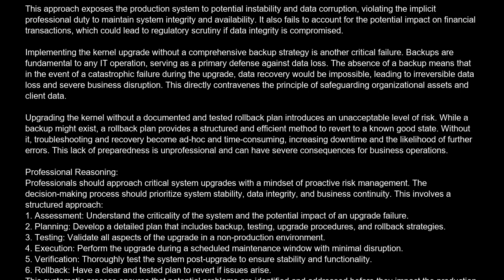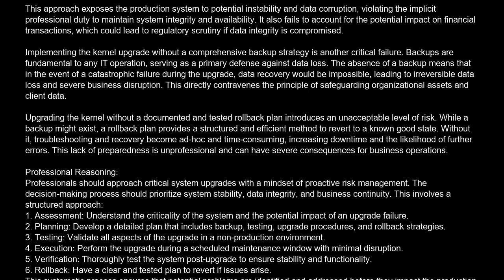Implementing the kernel upgrade without a comprehensive backup strategy is another critical failure. Backups are fundamental to any IT operation, serving as a primary defense against data loss. The absence of a backup means that, in the event of a catastrophic failure during the upgrade, data recovery would be impossible, leading to irreversible data loss and severe business disruption. This directly contravenes the principle of safeguarding organizational assets and client data.